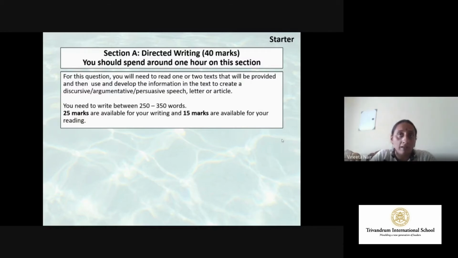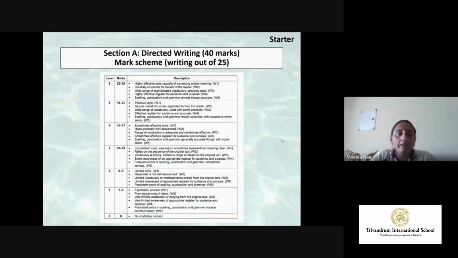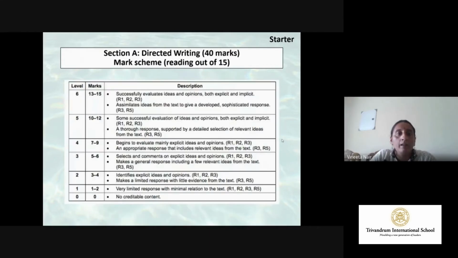A challenge for the students, yet if they are able to understand, then for sure they will be able to score well. These are a few things that they have to understand. What is the meaning of discursive writing? What is the meaning of argumentative writing? And what is the meaning of persuasive writing? This is how a marking rubric looks for writing, the highest being 25 and the lowest being 0. And this is how the marking rubric for reading looks, the highest being 15 and the lowest being 0. So 25 and 15 put together gives you 40.